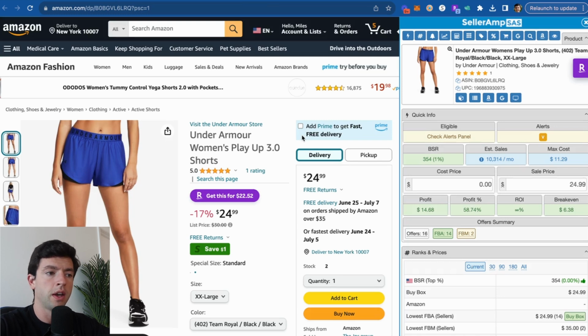Next red flag you want to avoid is competition shooting up and price going down. That's really important because the last thing you want is to buy a listing when the offer count's going up, the competition's going up, and the price subsequently goes down.